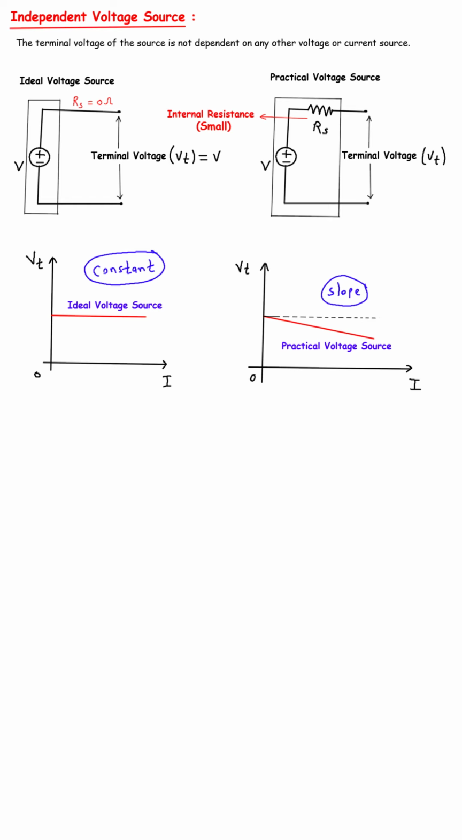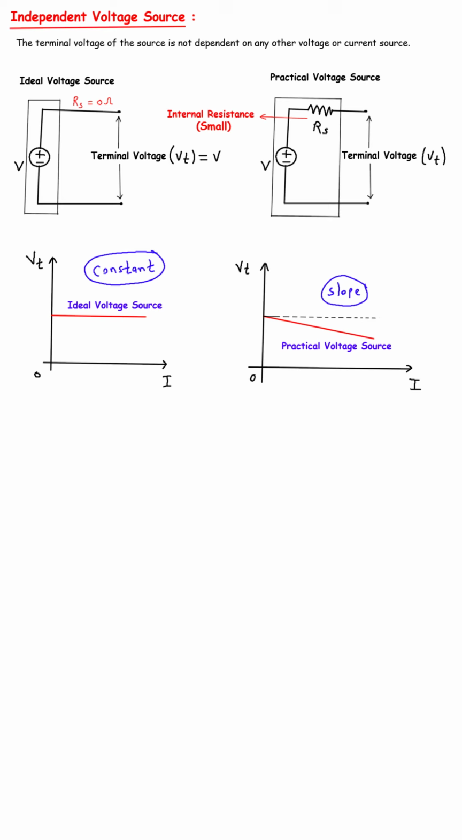Now, let's move on to the practical voltage source, which is shown in the diagram on the right. In reality, all voltage sources, whether they are batteries, generators, or power supplies, have some internal resistance, even if it is very small. This internal resistance is shown in the diagram as Rs. Because of this resistance, when current flows through the circuit, some voltage gets used up or dropped inside the source itself. This means that the voltage available at the terminals, which we call terminal voltage or VT, becomes slightly less than the actual voltage V of the source.